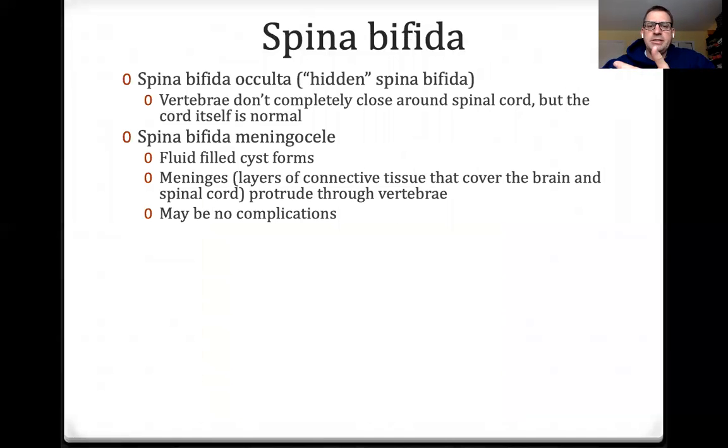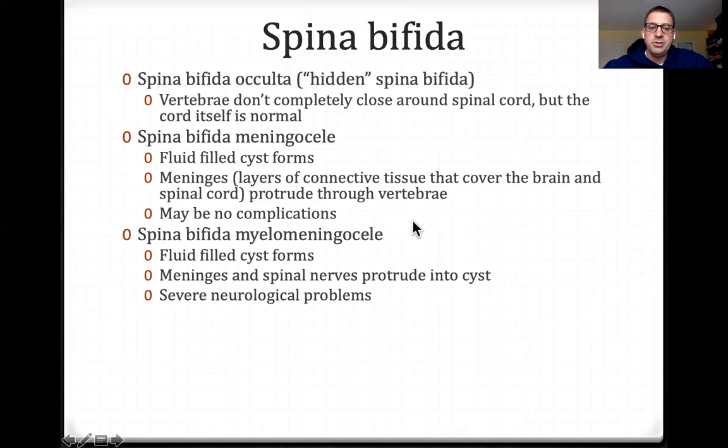So spina bifida occulta is that hidden spina bifida where the vertebrae don't completely close around the spinal cord, but the cord itself is normal. In spina bifida meningocele, we get that fluid-filled cyst that forms. The meninges that cover the brain and spinal cord protrude through the vertebrae, but there may be no complications. But with spina bifida myelomeningocele, we get a fluid-filled cyst that forms.